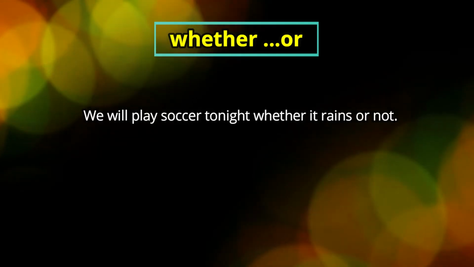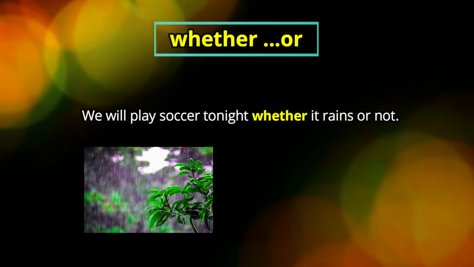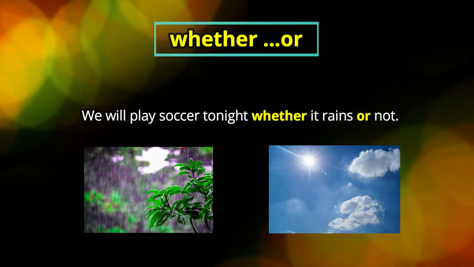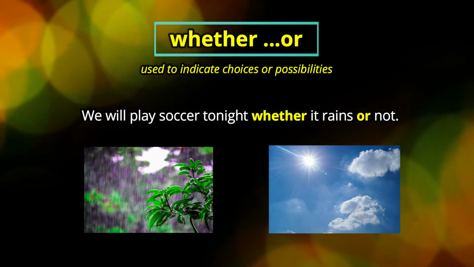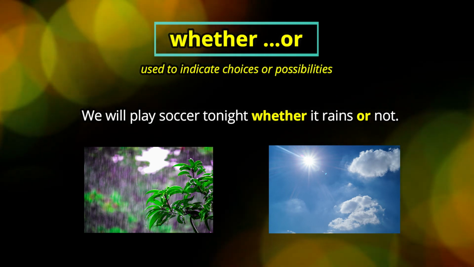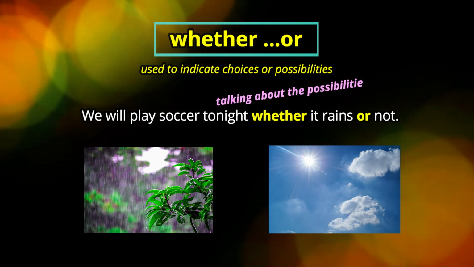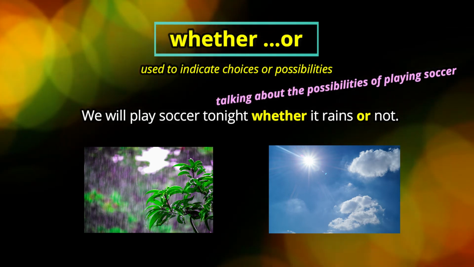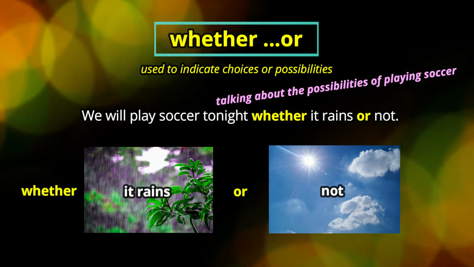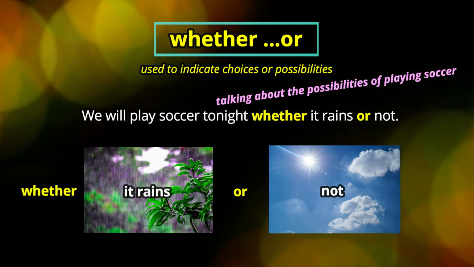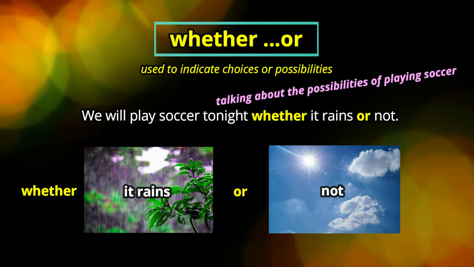And in our example, we will play soccer tonight, whether it rains or not. And this is usually used to indicate a possibility of something. In this case, we're talking about the possibilities of playing soccer, and the person's going to play whether it rains or not. And whether or not is used a lot in English.